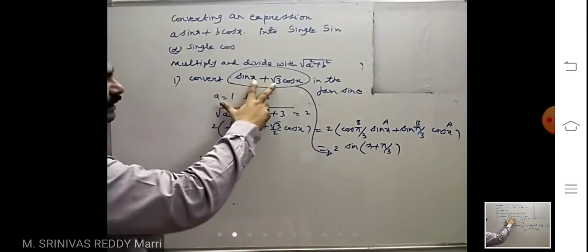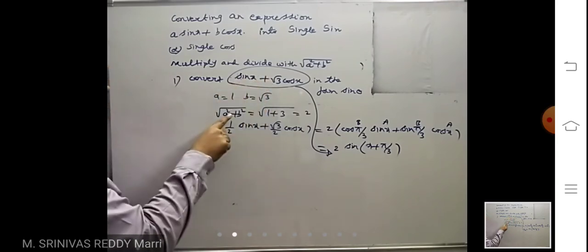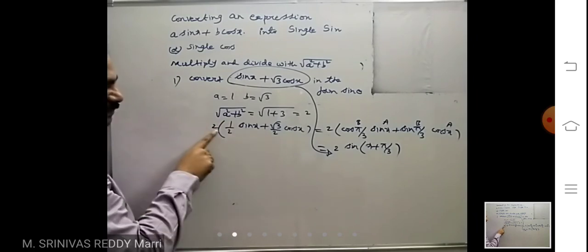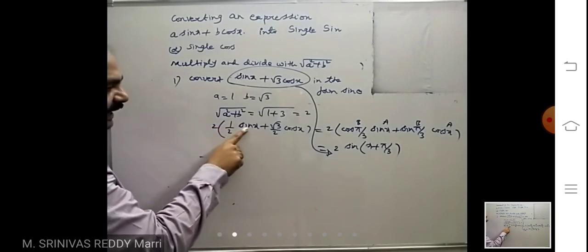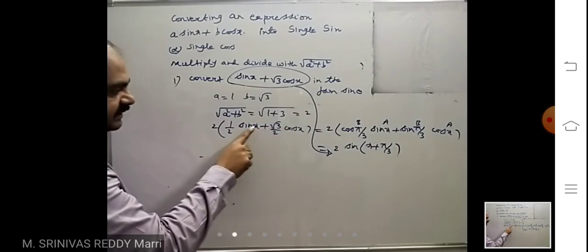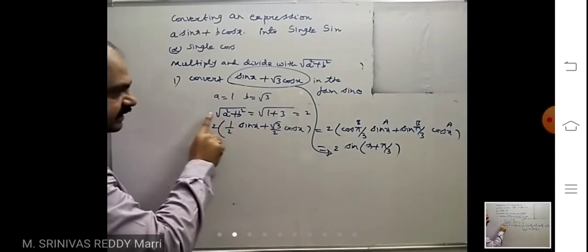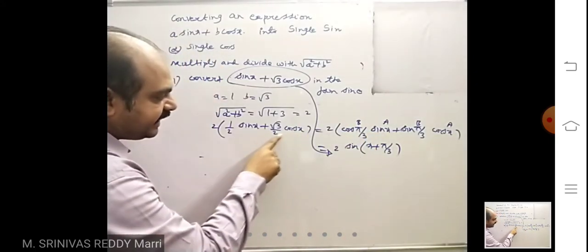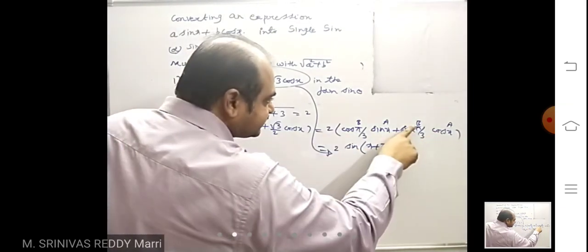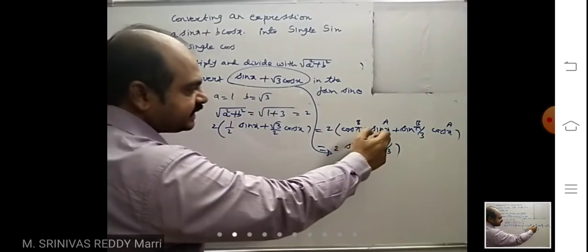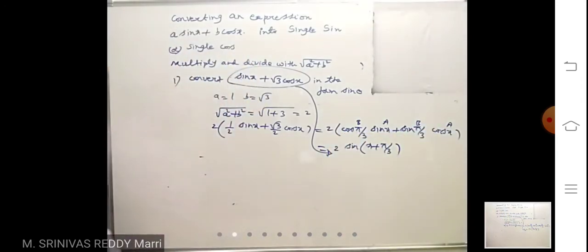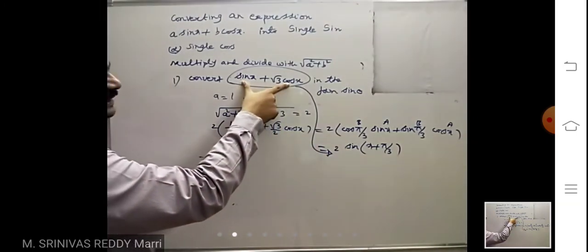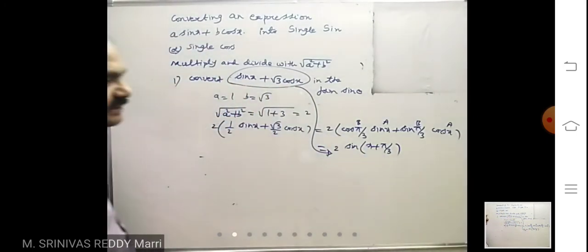Like that, if you want in sine, just find root of a square plus b square and multiply and divide the expression. 2 into 1 by 2 sine x plus root 3 by 2 cos x. Here sine is there, you write cos of some angle, cos pi by 3 sine x plus here cos is there, sine you write opposite. If cos is there, sine pi by 3. Now you can observe that sine A cos B plus cos A sine B is nothing but sine of A plus B. So this expression is nothing but this expression.